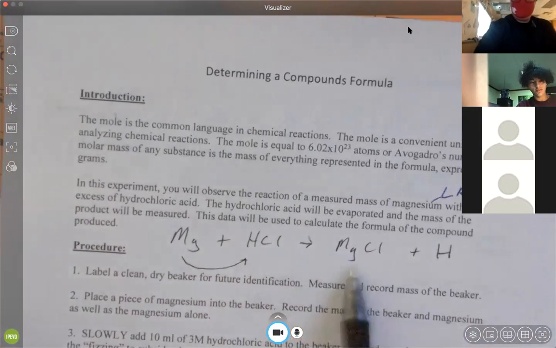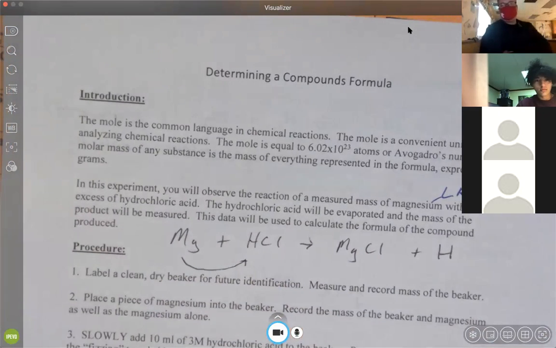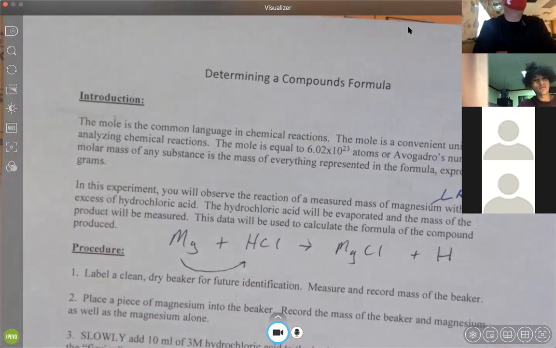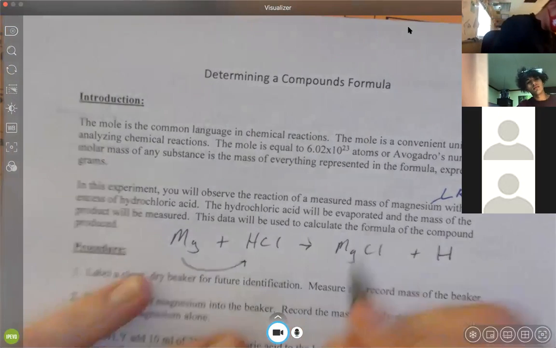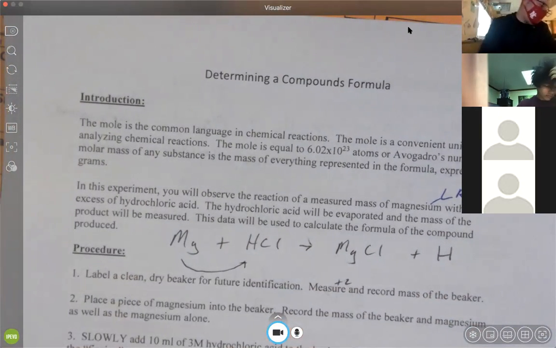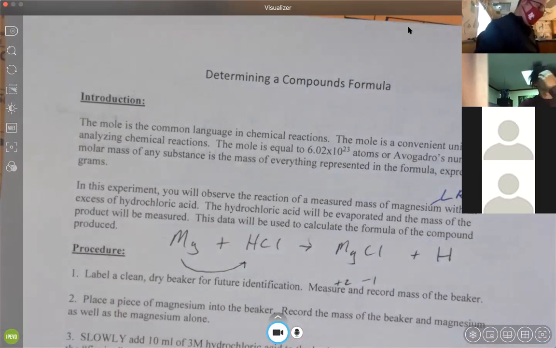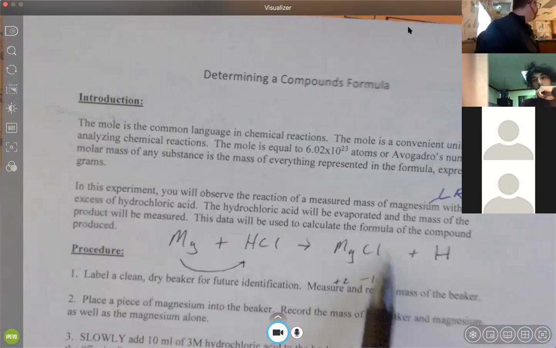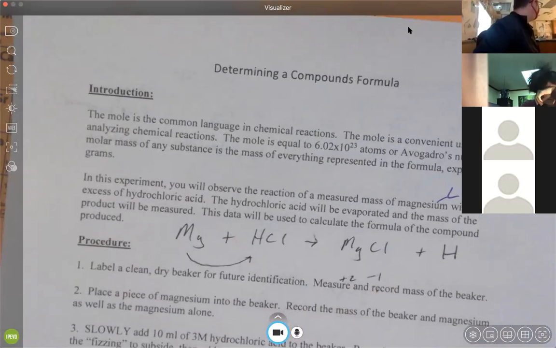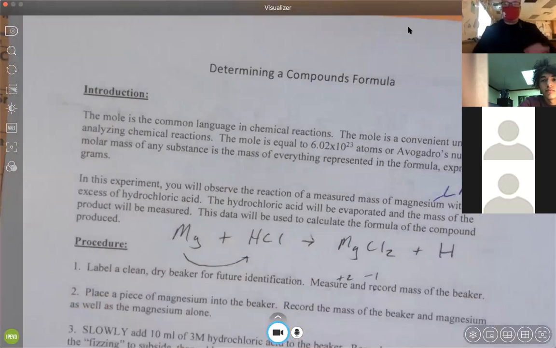Anytime we make something new, we've got to check the charges. What's the charge of magnesium? Very good, +2. And the charge of chlorine? -1. So this means that what do we need here? We have 2 positive and 1 negative. So how do we adjust this formula? Another chlorine instead. We need 2 of the chlorines, MgCl2.